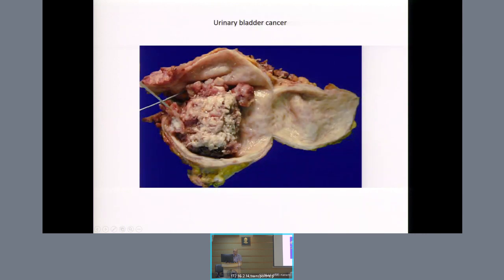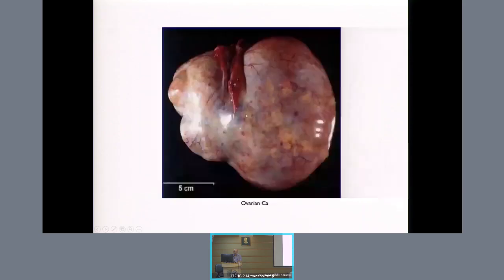This is the urinary bladder. After resection, this is the urinary bladder which has been opened and you can see the tumor inside. This is ovarian cancer. It presents as a cyst. And you can see the tumors which are on the surface.